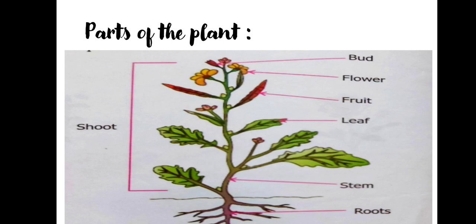All the parts which are above the ground are called shoot. Because the plant is divided into two parts, root and shoot. Root is only under the ground, only this. But shoot has many parts inside it: stem, leaf, fruit, flower, bud. So these all come in shoot.